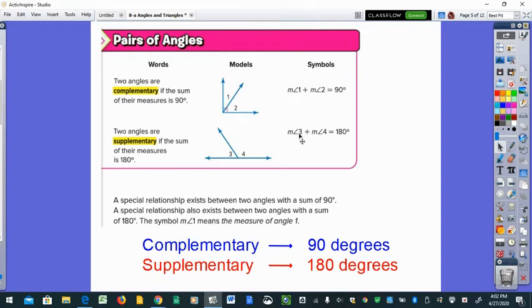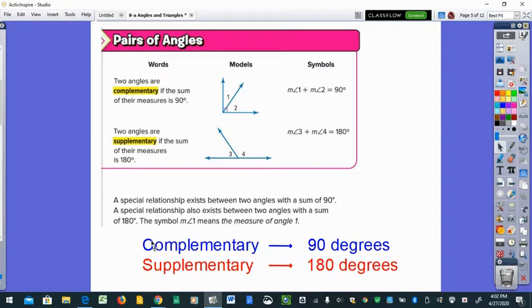So the measure of angle 3 plus the measure of angle 4 is 180 degrees. So if this angle, let's say, was 50 degrees, this one would be 130 because they have to add up to 180 degrees.